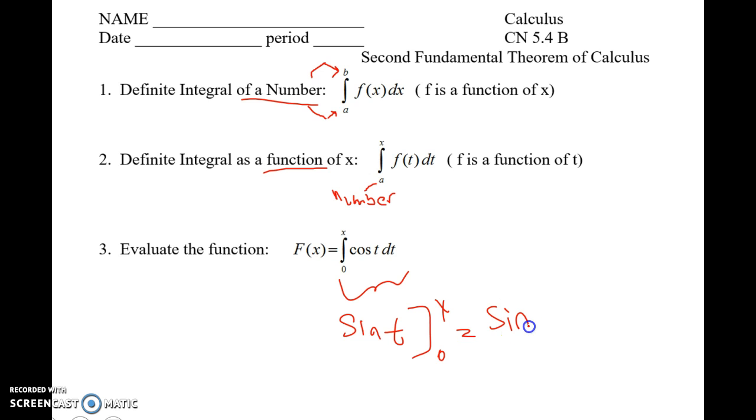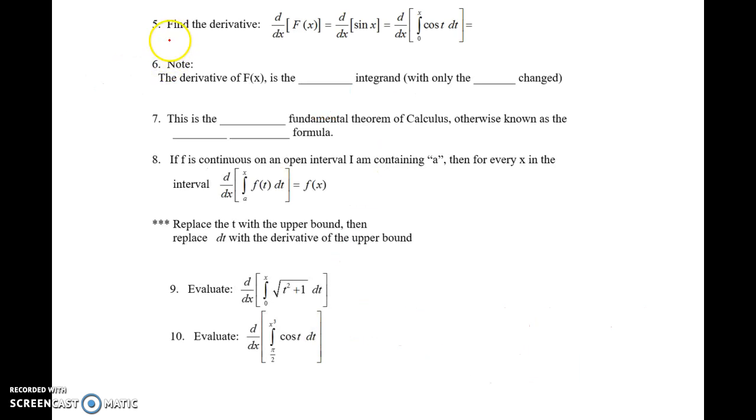So plugging in x, we get sine x minus, plug in 0, sine of 0. So then we have sine of x, and the sine of 0 is 0, so our answer is just sine x. Let's look at this here, finding the derivative of the function. So now the derivative of sine will bring us back to cosine. So the derivative of the integral brings us back to the original function, except notice the variable has now changed to an x.